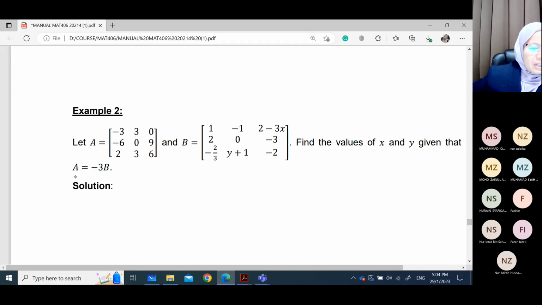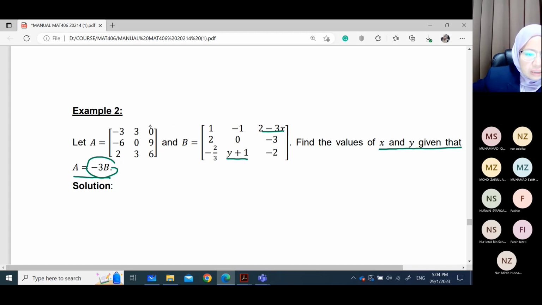Okay, so ini A equivalent with negative 3B. So first you kena cari what is a negative 3B. Just multiply with negative 3 all the terms and then we compare. Okay, so find the values X and Y given that A equivalent negative 3B. So kita kena cari nilai X dan juga nilai Y. So kalau you tak nak buat full pun tak apa. So A dia kata sama juga dengan negatif 3B.